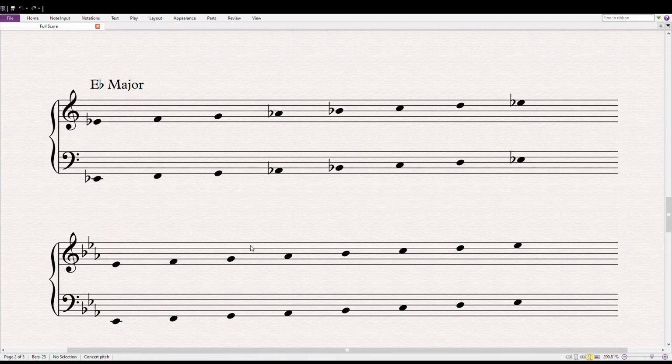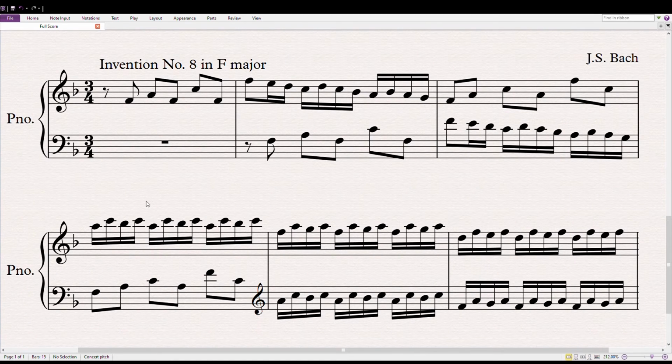So let's see what this actually does in the context of a piece of music. Okay, so here we have a piece of music by Bach in F major. It's called Invention Number 8 in F major. Now, as we just discussed, F major is a key with one flat, and it's B that's flat.